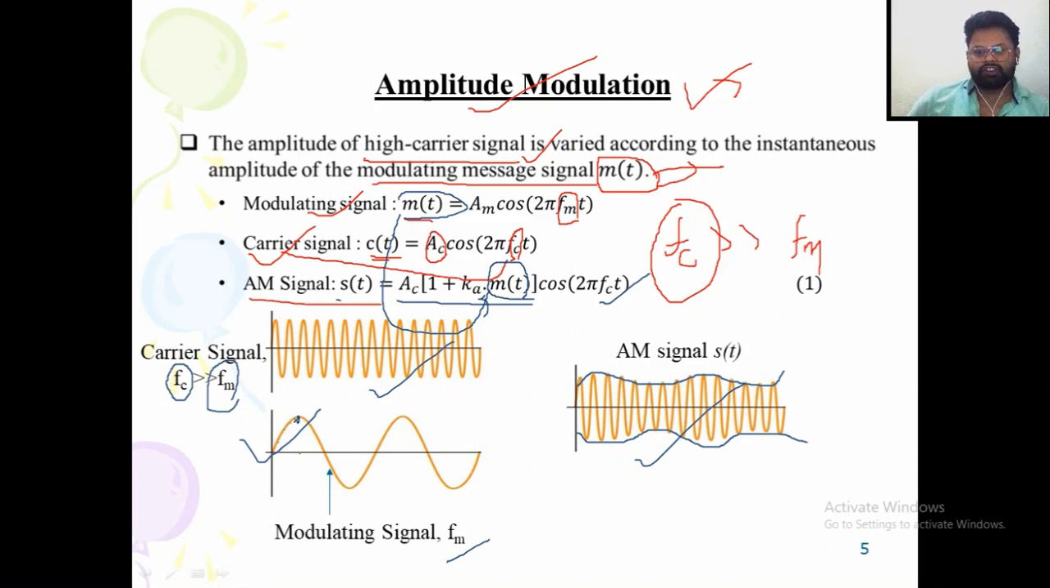With the instantaneous change of the amplitude of the message signal, the amplitude of the carrier signal also changes in AM signals, but as you can see here, there is no change in the frequency. The number of cycles is almost equal to the number of cycles present in the AM signals. So this signal is known as an amplitude modulation signal. This is all we have discussed in the slide about amplitude modulation.